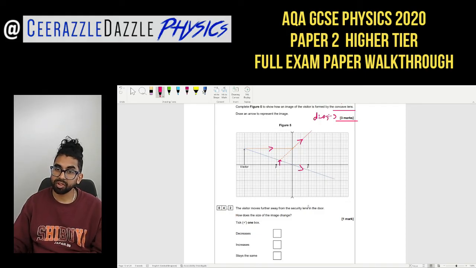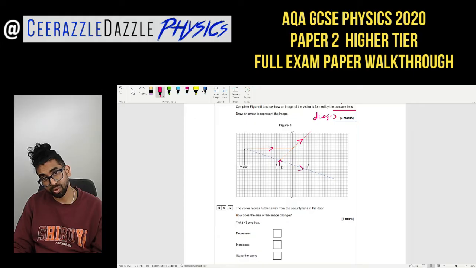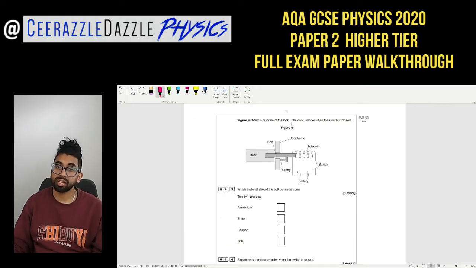4.2, the visitor moves further away from the security lens in the door. How does it change the actual image? Well, hopefully you can recognize that as the visitor moves further and further away, this image will get smaller. Imagine if I drew it over here, the angle gets a bit smaller each time, so it will decrease.